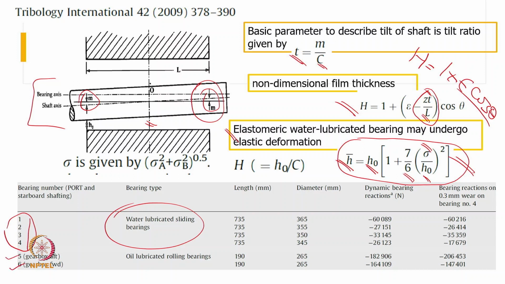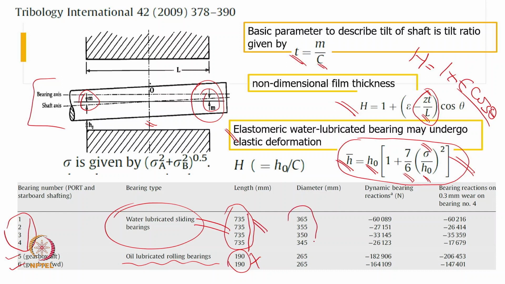Of course, they had a 5 and 6 bearing also, but those bearings are mostly oil lubricated. In this case, you can see first all the four bearings are of the same length, 735 mm, while oil lubricated bearings have a length of 190 mm. However, we are not going to use this bearing; we are going to consider only this bearing.